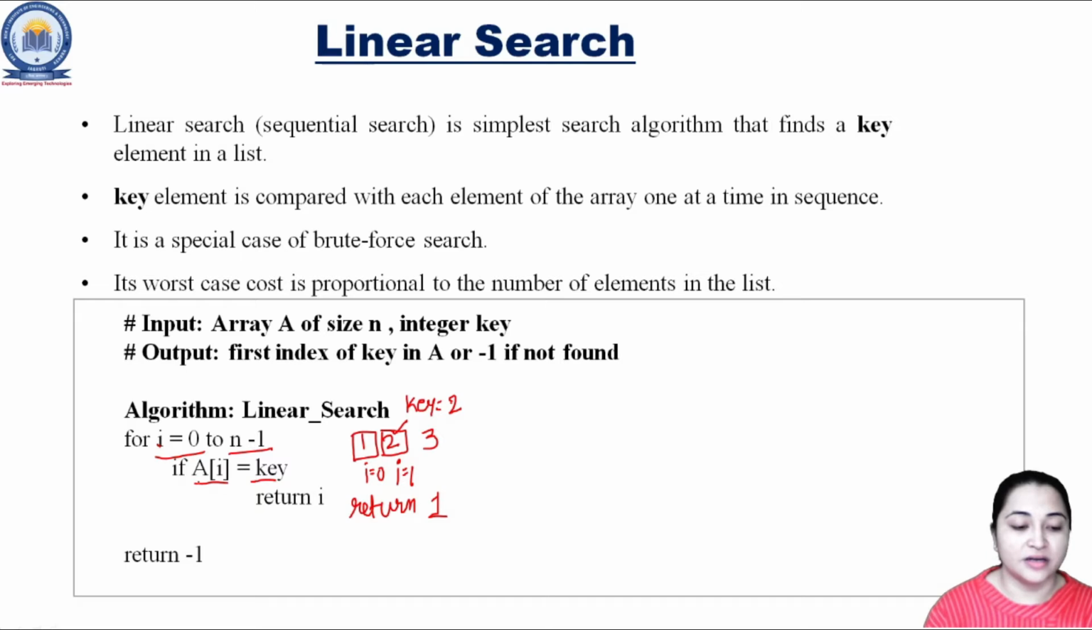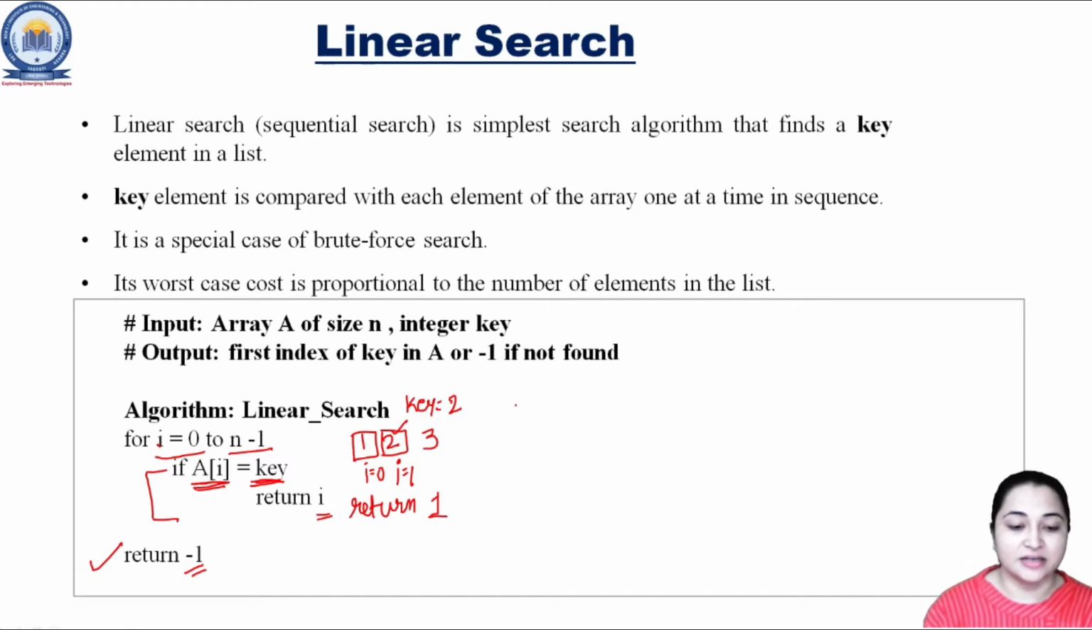So we will compare the element at the ith index with the key, and if a match is found, then we will return the index i, right? Here, -1 means if this condition is not true for any element, then in that case, the key element is not present in the list, and we will return -1. Okay, so this was the linear search algorithm.